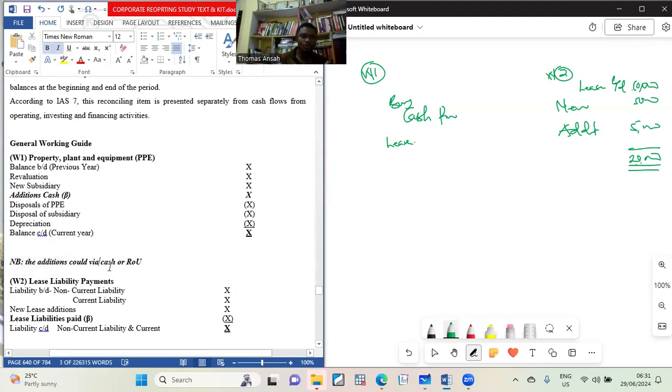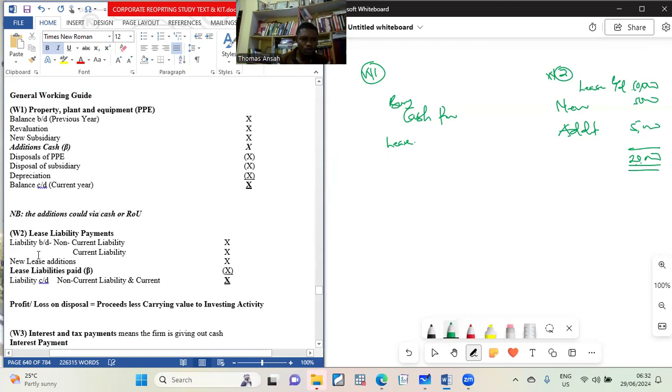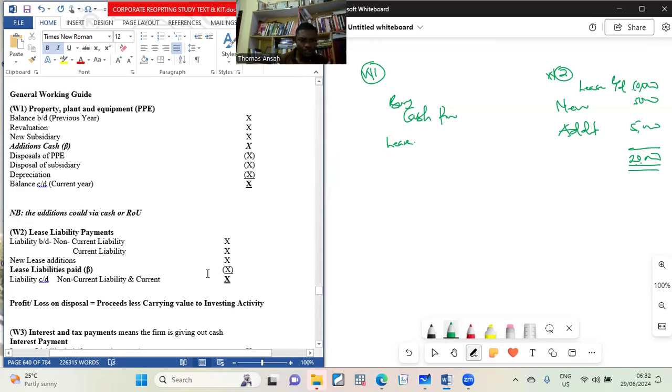Note, the addition could be via what? Cash or right of use. Then you do those two alongside. You see, when it is decreasing, it is lease liability payment. When it is increasing, then it is an addition. So you have to be very careful about that. You start with your lease brought down, both current and non-current. All right, then any new lease addition.